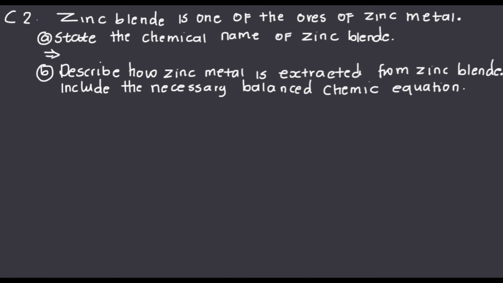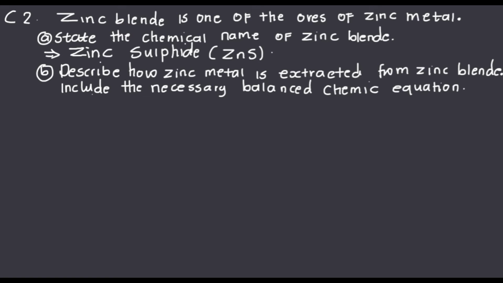Zinc blend is one of the ores of zinc metal. State the chemical name of zinc blend. So this is all about extraction of zinc. Zinc blend is chemically known as zinc sulfide, which by chemical symbols is this. Then for question B, describe how zinc metal is extracted from zinc blend. Include the necessary balanced chemical equations.